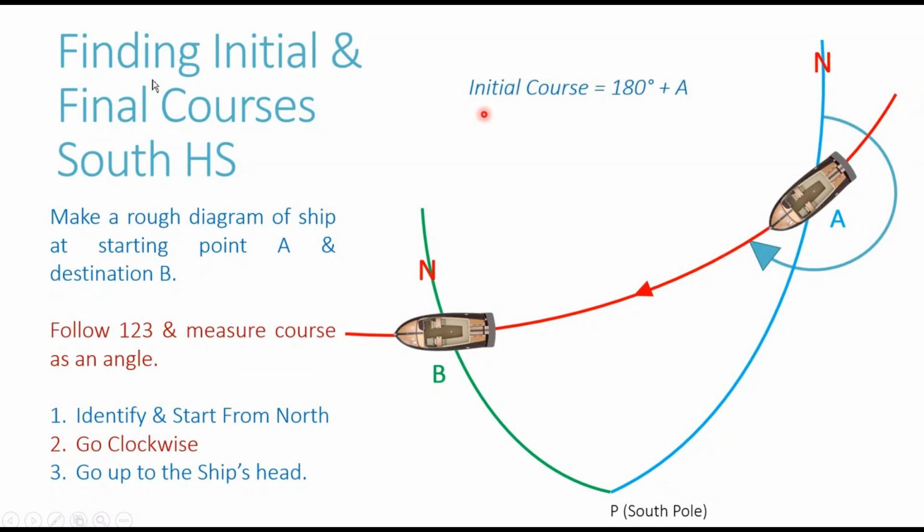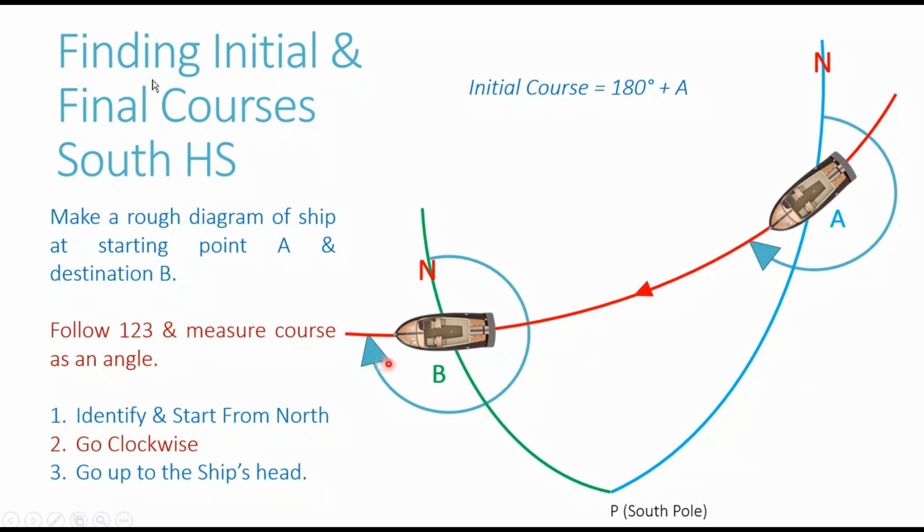So the initial course is given in this case as 180 plus A. That is the initial course calculation. Let's go to the destination position now. Again, we follow the 1, 2, 3 method, starting from true north, going clockwise, going up to the ship's head, represented by the light blue arc as well as the arrow.